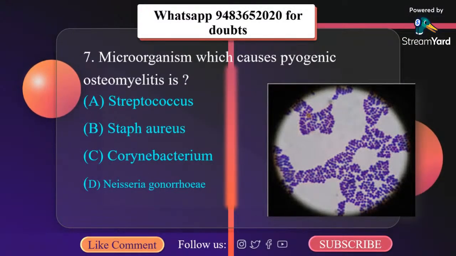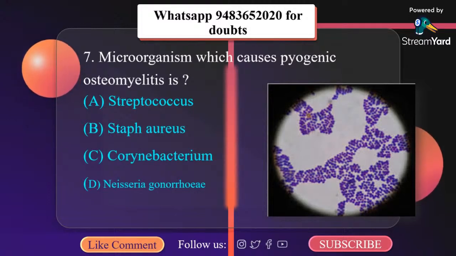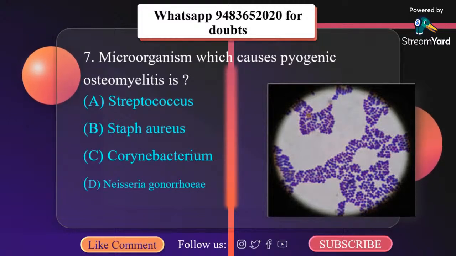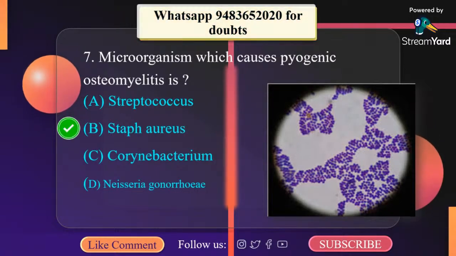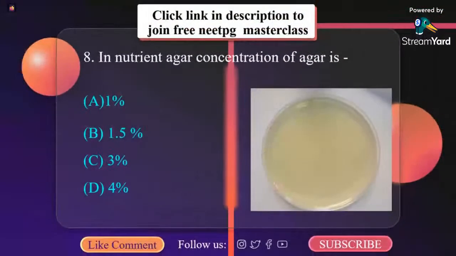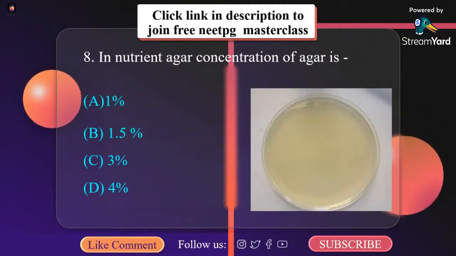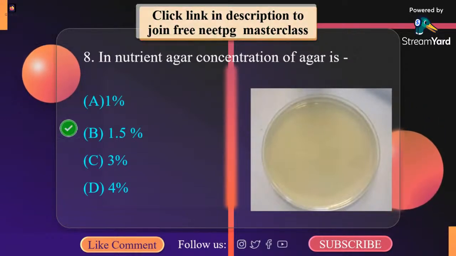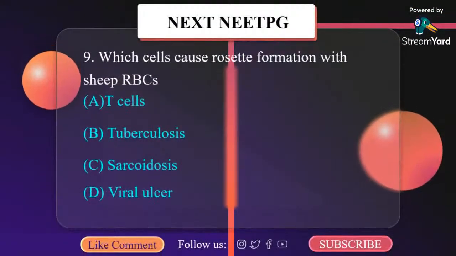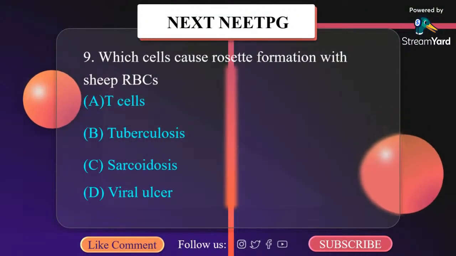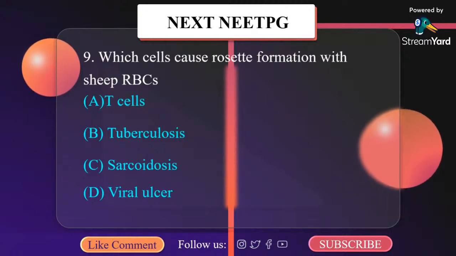Microorganism which causes pyogenic osteomyelitis is A. Streptococcus, B. Staph aureus, C. Corynebacterium, D. Neisseria gonorrhoeae. See, this is Staph aureus, grape-like clusters. In nutrient agar, concentration of agar is A. 1%, B. 1.5%, C. 3%. It is 1.5%. Which cells cause rosette formation with sheep RBCs? A. T cells, B. Tuberculosis, C. Sarcoidosis, D. Viral ulcer. It is T cells.